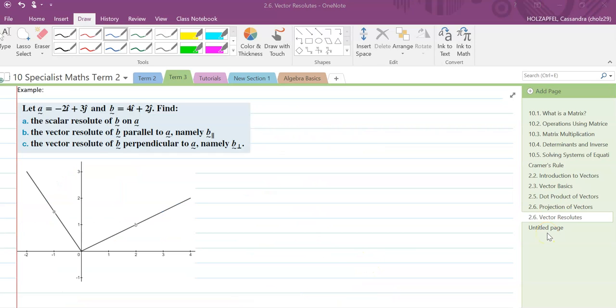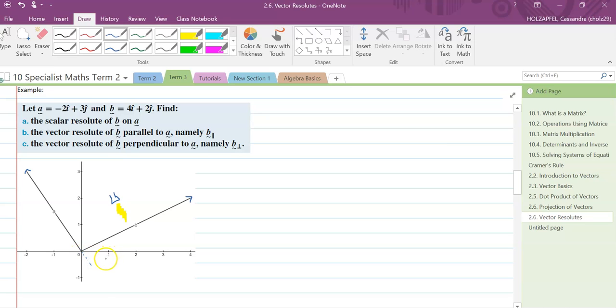Here we have our example where A is equal to negative 2i plus 3j. So in other words, this vector acting in this direction here. We also have the vector B is equal to 4i plus 2j, which is going to be the vector acting here. The first thing we need to find is the scalar resolute of B onto A. So if we were to imagine a torch and our torch was shining a light in this direction, what would be the shadow from B onto A?